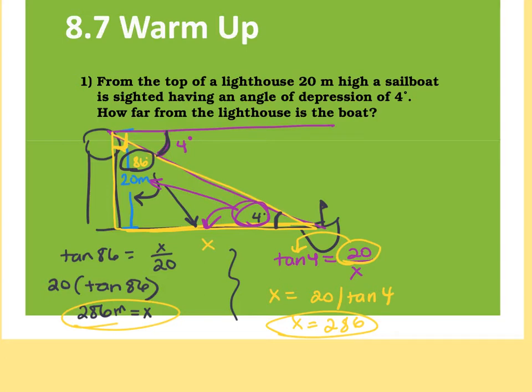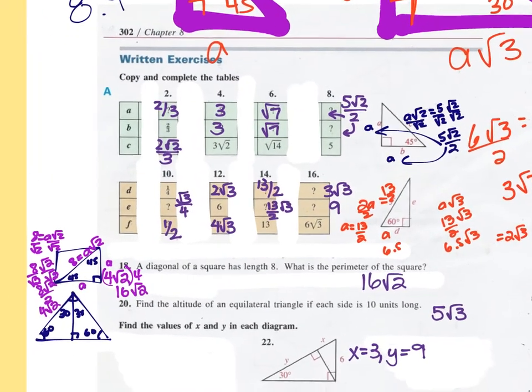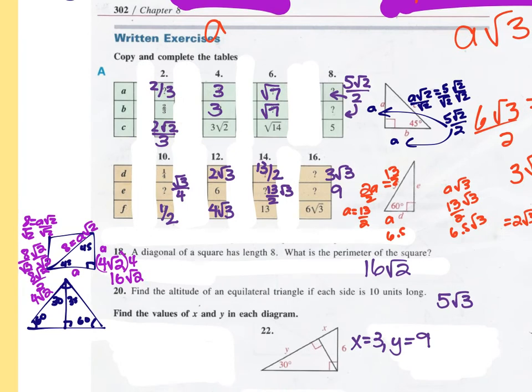All right, questions on any of the warm-ups? Okay, so here's the solutions. Oh, it's sloppy, but they're there for 8-4. So we did number 2, and then we did 10 and 12 together, but the other ones are there.